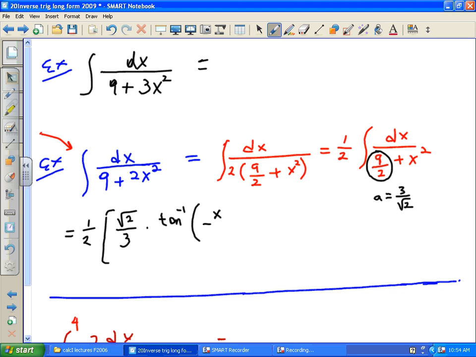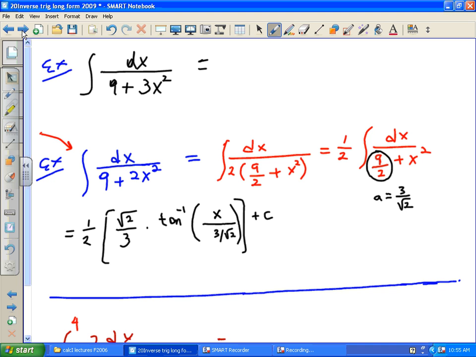X over a, and that's like division by 3 over root 2, right? But there's another way to write that. How could you rewrite that? Root 2x divided by 3, because you can just flip it and multiply with the top, of course. So I think that's the way you would normally see it in a book, so I'm going to rewrite it that way.